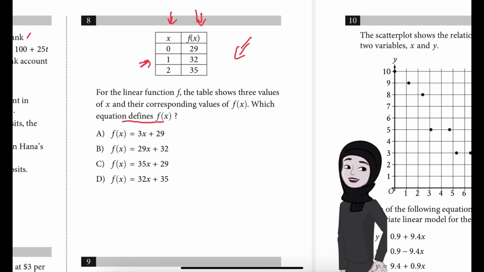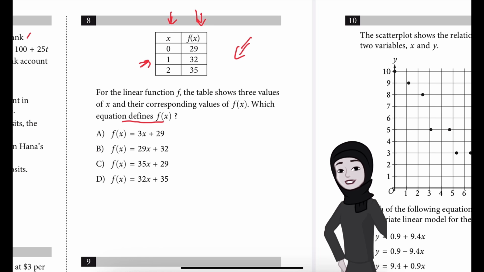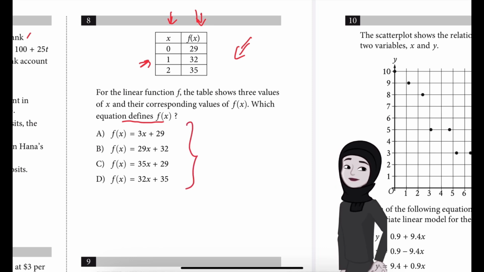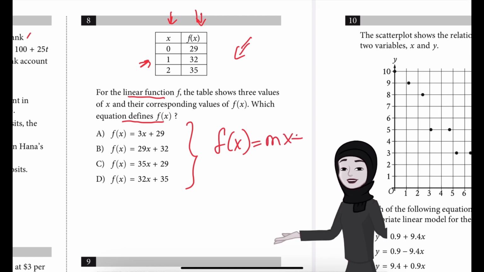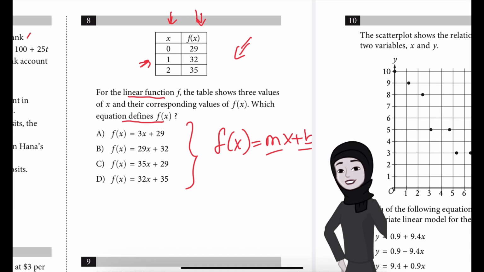That means for this input, this output you have to get. So which of these 4 functions is it matching to? Since they have already mentioned that it's a linear function, we know that linear functions are written in the form f of x is equal to mx plus b. And we know that m and b are constants. So now we have to use the values in the table to figure out the m and b.